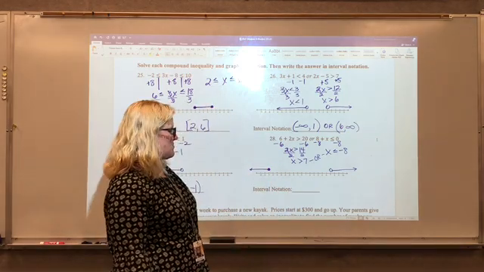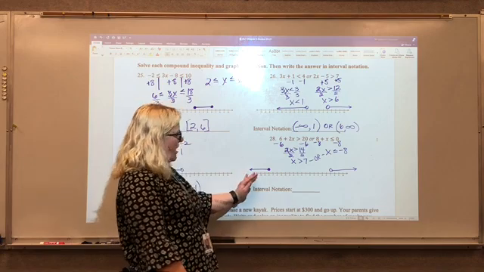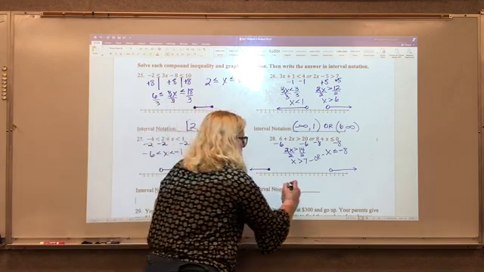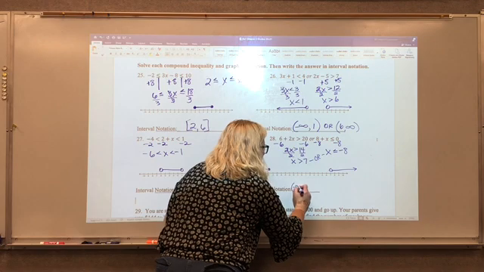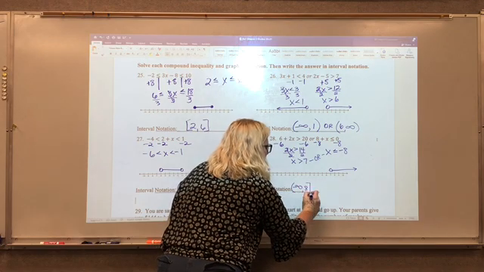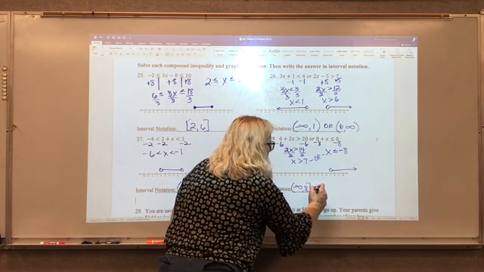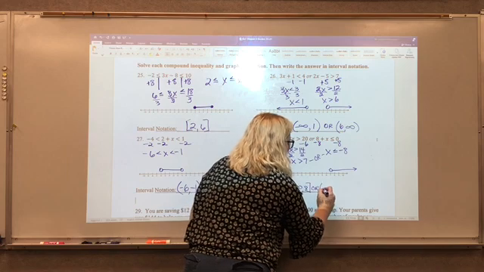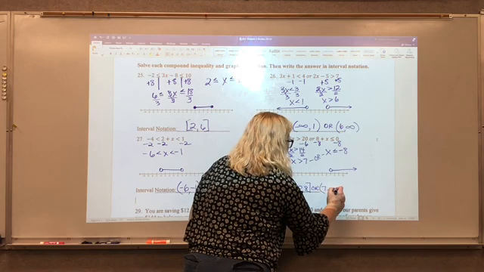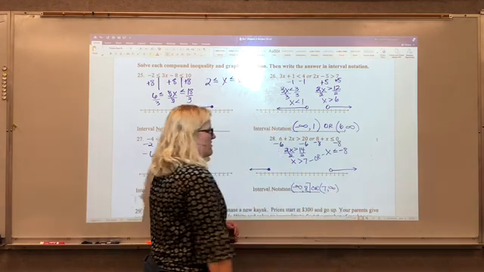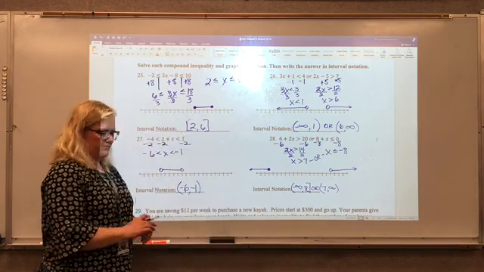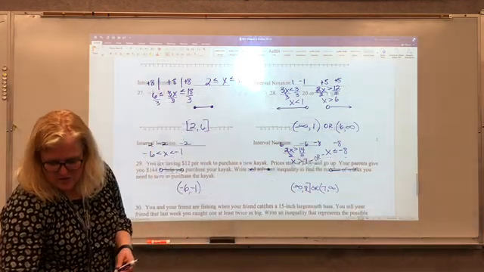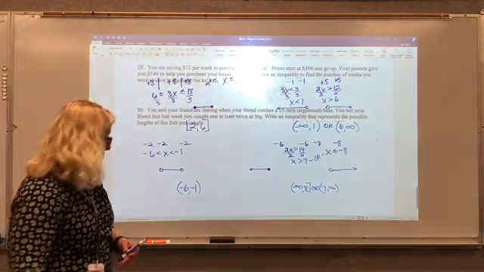That one's way more spaced out. So it's coming from negative infinity, and it stops at negative 8, or it begins at 7 and goes to positive infinity. All right, so let's look at these last 2 story problems.